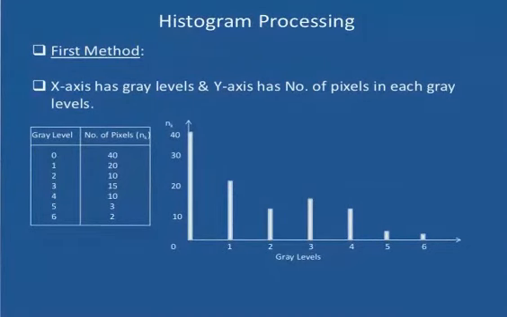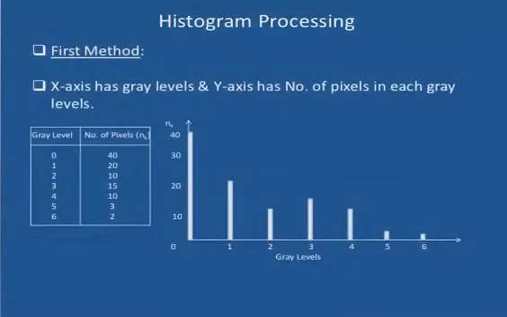Anyone in the class? What is the image size? You just add all the pixels here: 40 plus 20 plus 10 plus 15 plus 10 plus 3 plus 2. That gives the total number of pixels in the image. Okay. So if you add, suppose you get 100. So among 100 pixels, 40 pixels are with the 0th intensity.